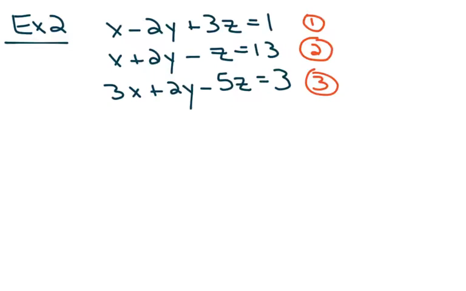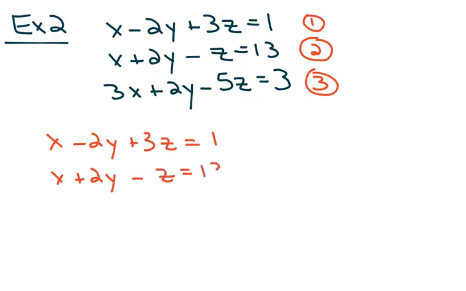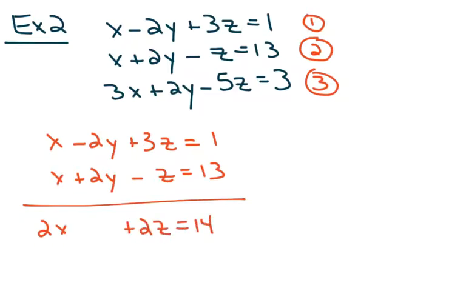First, I'm going to decide what 2 variables will go in my new system. The way that I'm going to decide is I'm going to notice that if I add equation 1 and equation 2 together, it's already set up to eliminate the y's. So when I add them, I get 2x plus 2z equals 14. Now I'm going to add equations 2 and 3 together. So I just added 1 and 2. Now I'm going to add 2 and 3 together, and I'm going to eliminate the y's again so that I only have x and z.